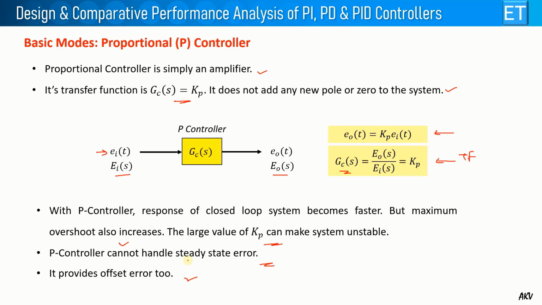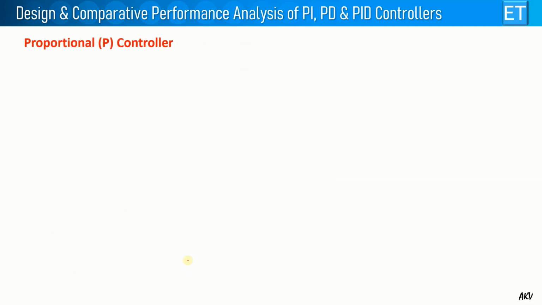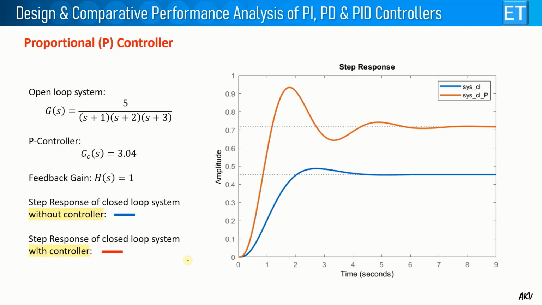So now let us go through its performance comparison. For this we have taken the plant transfer function G(s), that is 5 upon (s+1)(s+2)(s+3). So this plant has 3 poles, all on the real axis, and we want to modify the response of this system G(s). When we make a closed loop system with a unity feedback, we get this type of output. So this is my plant response without the controller.